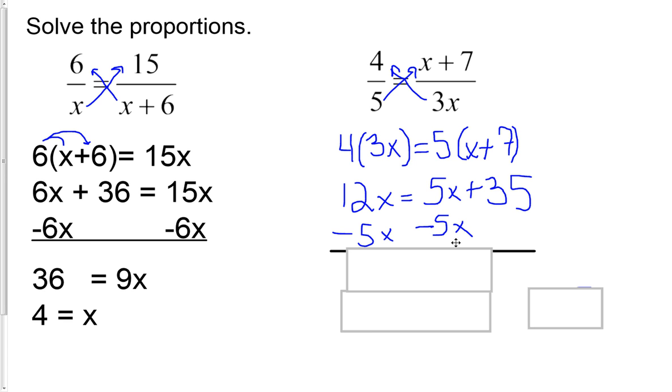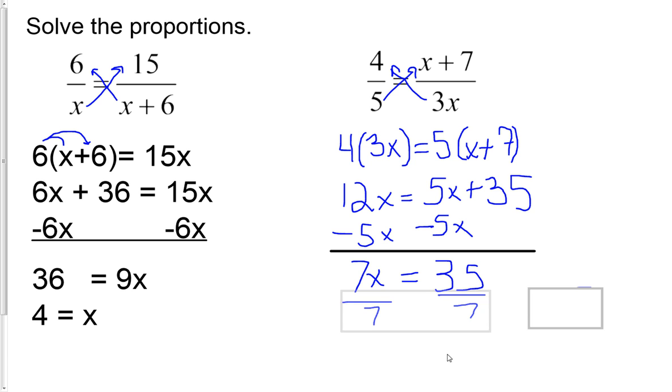Again, I typically move the smaller amount of x over, so we're not dividing by a negative. But in the last two problems, we're doing that just as the shortest number of steps. So this will be 0. We'll just have 35. 12 minus 5 is 7. So 7 times what is 35? Divide by 7, and we get x is 5.